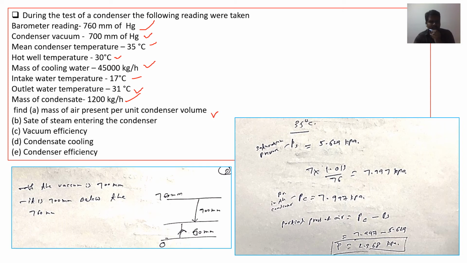B, the state of steam entering the condenser. C, vacuum efficiency. D, condensate undercooling. E, condenser efficiency.